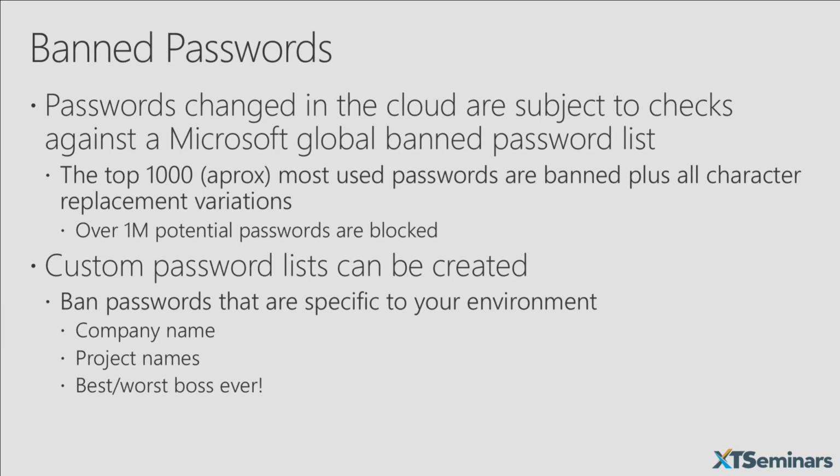If you want, you can create a custom password list. This has been available in the directory for quite some time, but it only got lit up in the UI very recently. We can create it in the UI. Previously, what you had to do is create a template and load the template into Graph. But now we've got the ability of putting in our own custom list. So obviously your company name, which Microsoft may not think is a global banned name at all. And then project names are always good to have in that list. And then we found that "best boss ever" and "worst boss ever" are always worth putting in. People seem to pick on that as a primary password to be used.